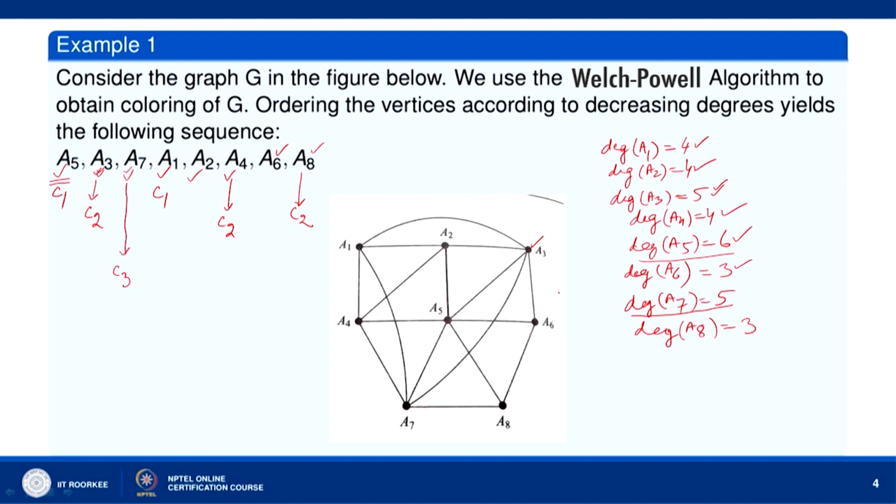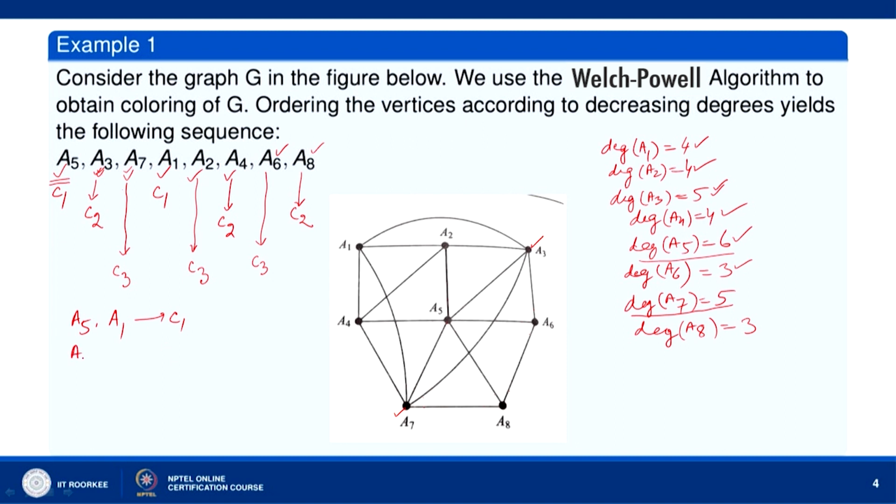A7 is here. Now, we have to see this one. Where is A2? A2 is not adjacent to A7, so A2 is given color C3. And then what about A6? A6 is here. It is not adjacent to A7, so it is also given color C3. So, A5 and A1 have color C1. They are colored with color C1.